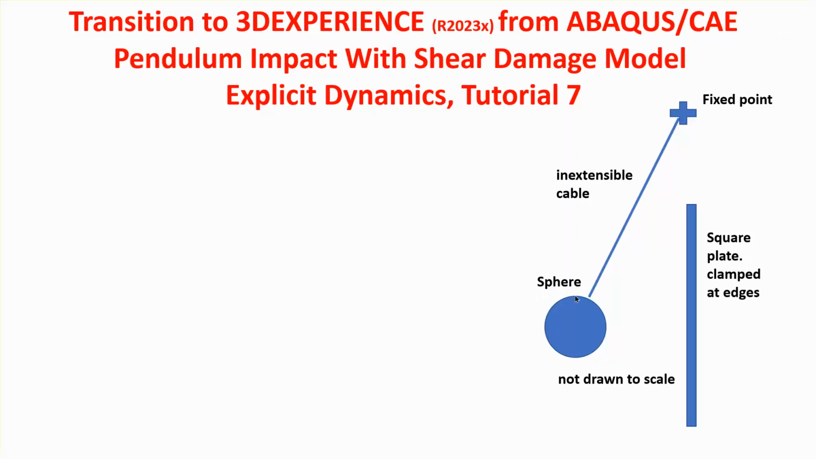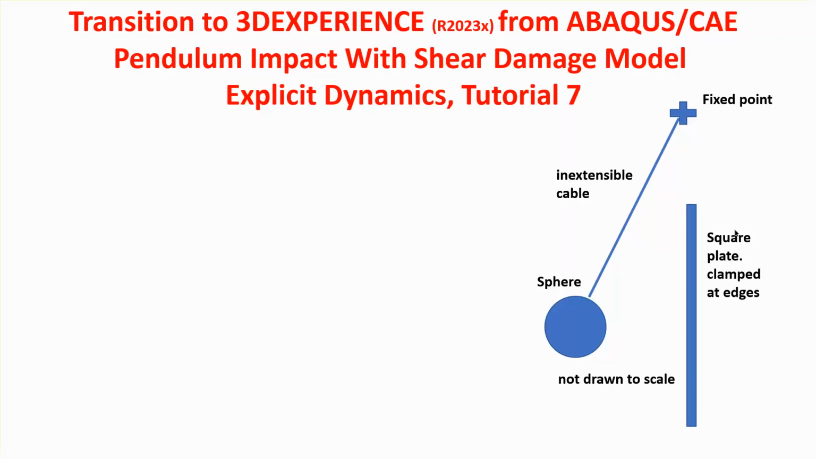But in order to actually define it as rigid, I need to mesh it with some dummy elements. The properties of that sphere are not important because after all it's going to be rigid. However, I do have to put some dummy material on it. The plate is made out of aluminum, and the data is given on the next page. It's clamped at all edges.